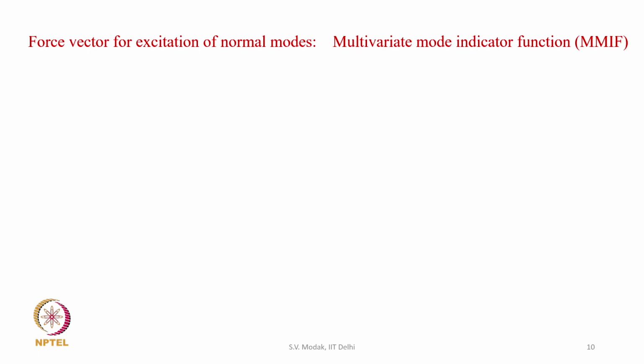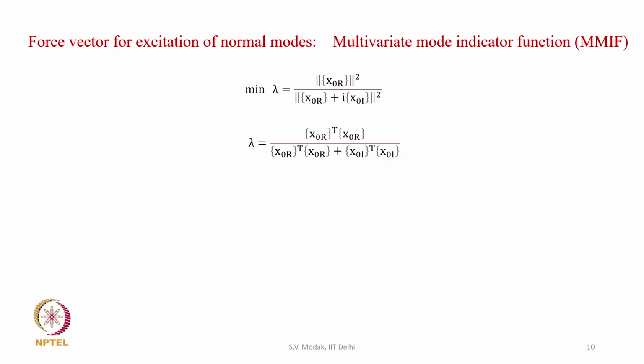This method defines what is called the multivariate mode indicator function. This method defines an objective function which is the ratio of the norm of the real part of the response and the norm of the total response. Then we can write the numerator and denominator using transpose notation, and substitute the real part and imaginary part of the response using the real and imaginary part of the frequency response function matrix. After simplifying, we get this result.